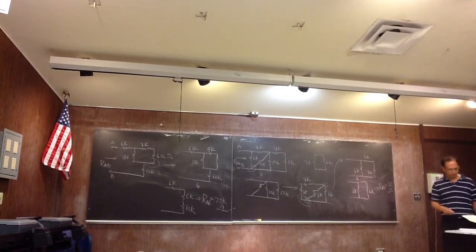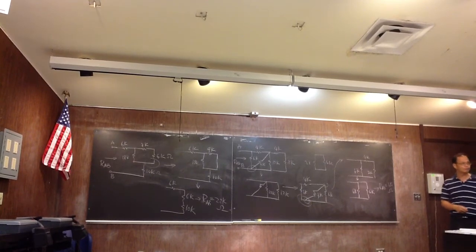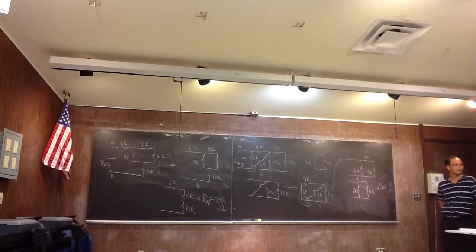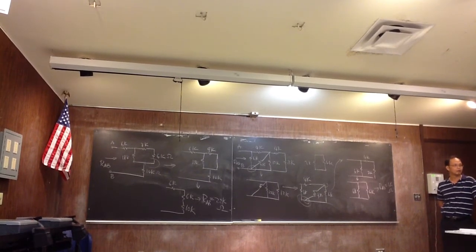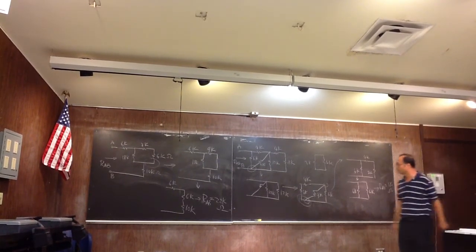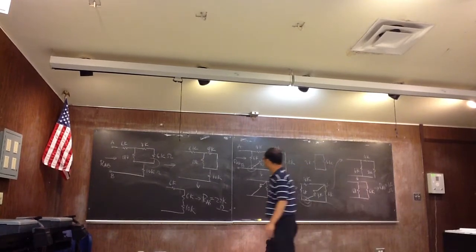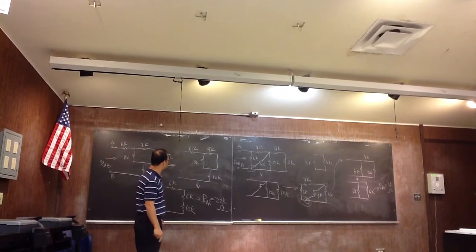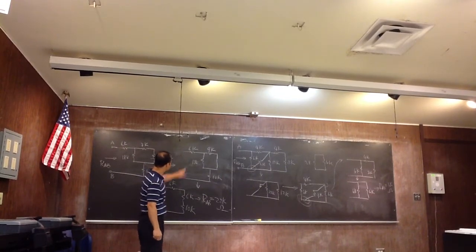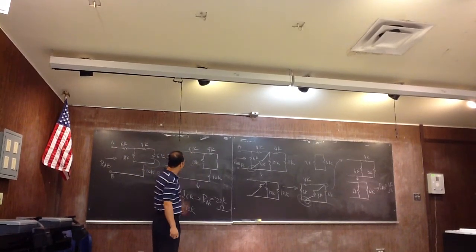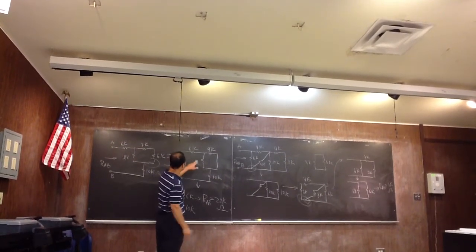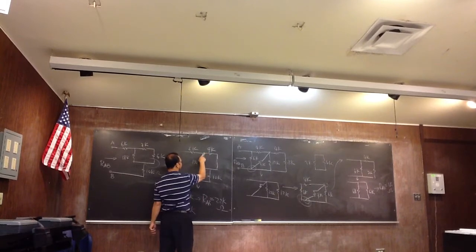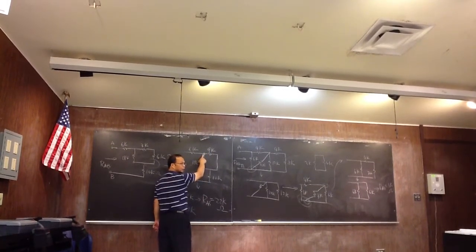Is it not too difficult? Any questions? Yeah. So in the first example we did, the 18K and 9K are parallel, right? And then the 18K and 6K, right here, are not parallel, right? Why? Because there's only one connecting node.